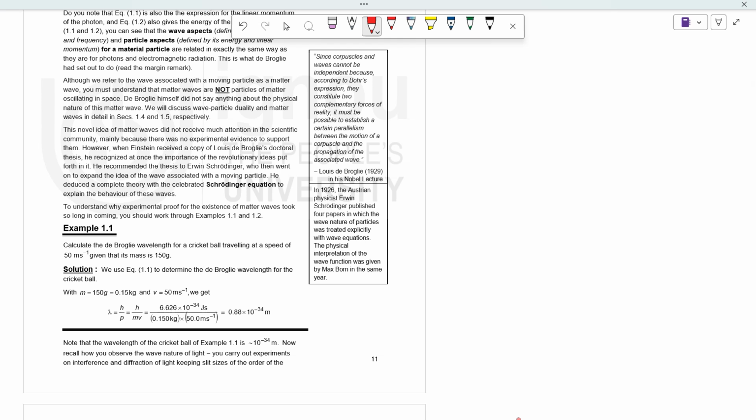This is the example in which we have been given a cricket ball moving with the speed of 50 meter per second, and mass is also given, 150 gram. So we just need to use this formula, lambda is equal to h by p. As we know that p is momentum, that is mass into velocity, and by just substituting these values we can calculate the de Broglie wavelength, and we just need to convert the mass into kilogram because it is given in grams. So this was an easy numerical.